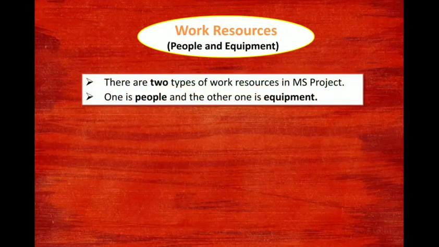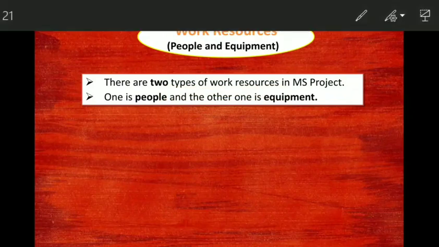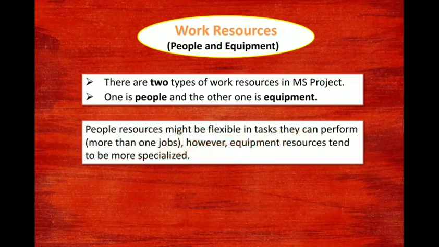First one is the work resource. As you know, under the work resource we have people and equipment. These are the two types of work resource in MS Project. One is people and the other one is equipment. People resource might be flexible in the task, they can perform more than one job. However, equipment resource tends to be more specialized.